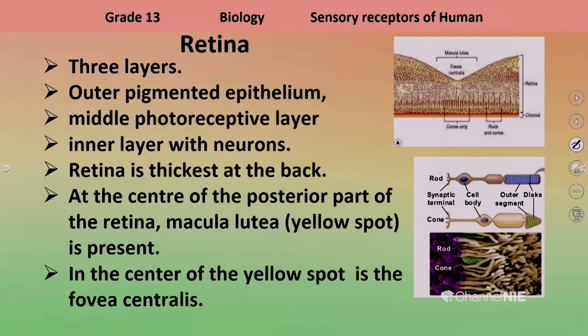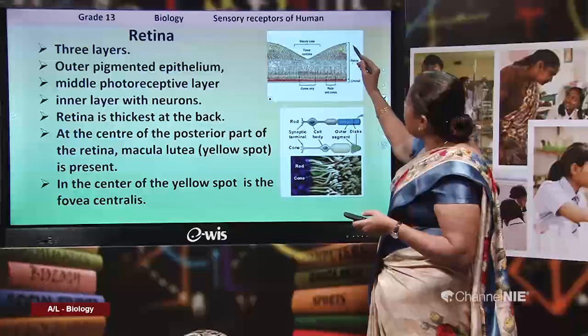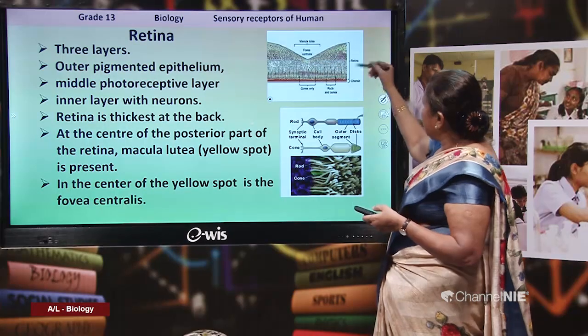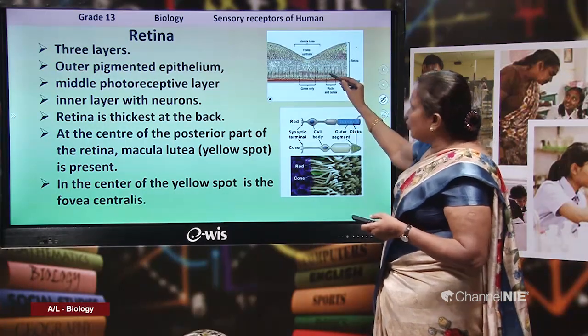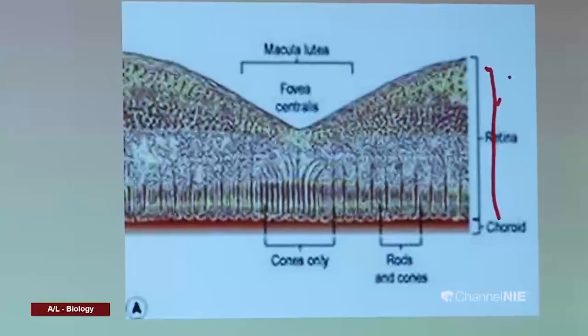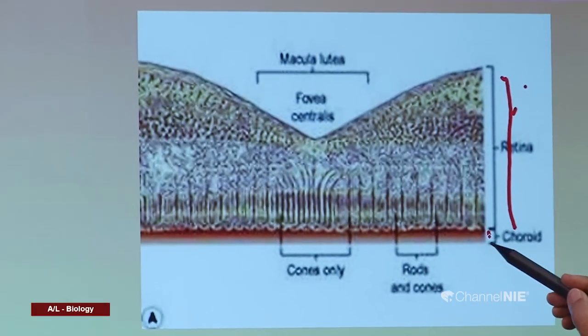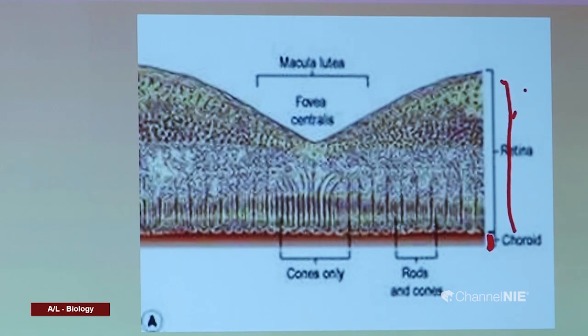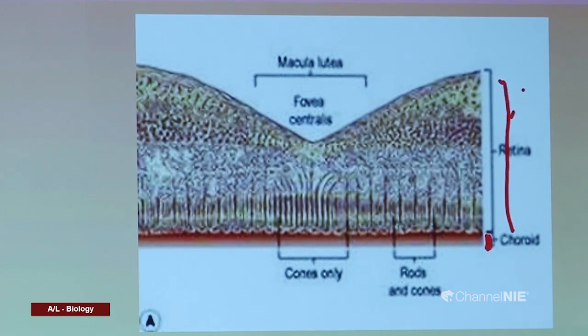So the retina is thickest at the back, at the center. This area is the posterior region of the eye. So you can see this area is the retina. This is the retina. This is the choroid. This chocolate brown area is the choroid.